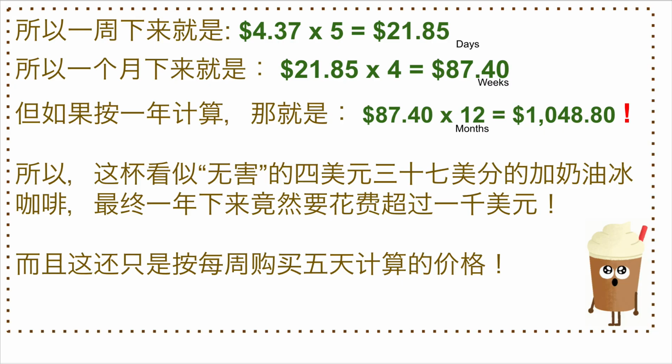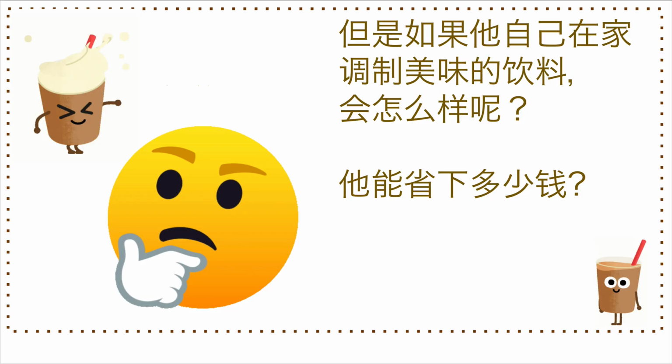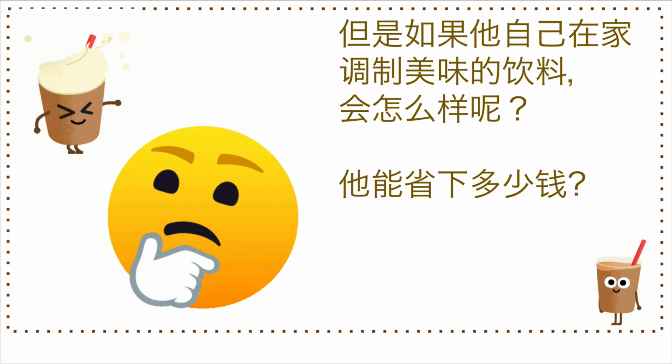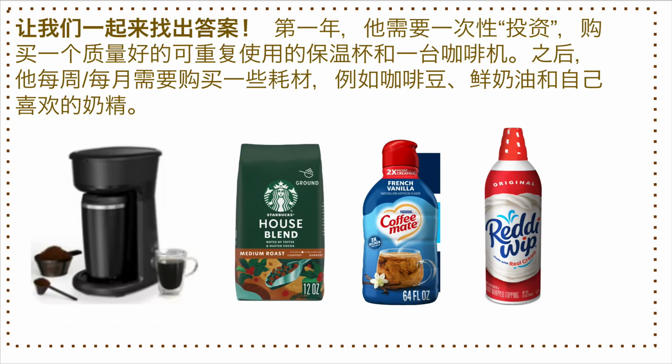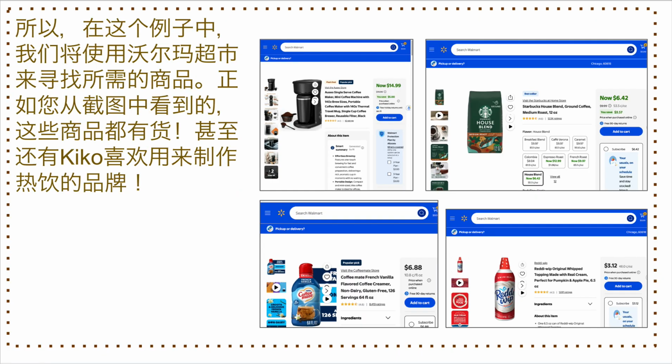After that, we were thinking about what would it be like if he made that exact drink at home, if he could possibly save himself some money. So we first gathered the things that we needed. He needed a coffee maker and a tumbler that is reusable. He needed to pick his favorite brands of coffee, creamer, and whipped cream, which we did find. We went to the website of Walmart and we found out the prices, because we needed to calculate how much that will cost a year.